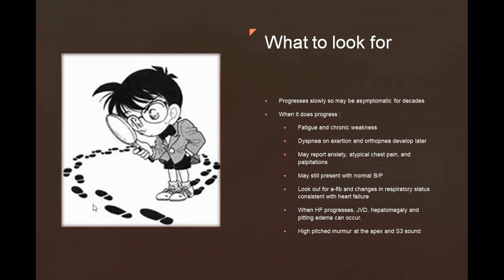What you want to look for as a nurse is this progresses slowly. From the last slide, it said that this comes with age. So this commonly isn't seen in the younger population. So patients may be asymptomatic for quite some time, even if they have it. When it does actually progress, what you'll see are, again, the fatigue and chronic weakness.